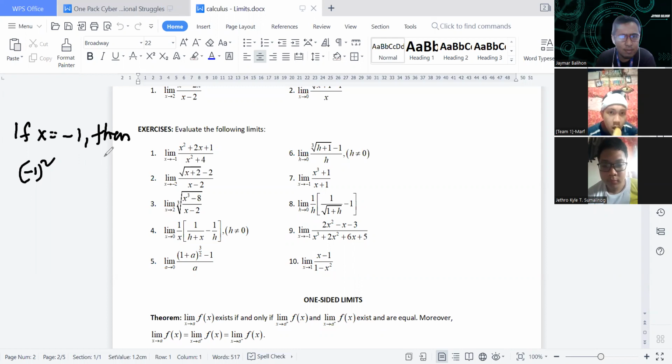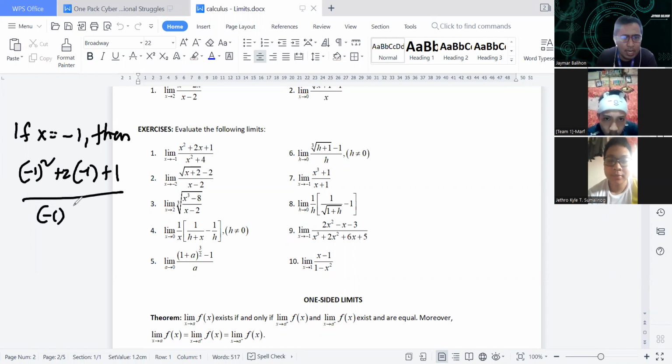Okay? So it will be plus 2 times the negative of 1 plus 1 all over negative 1 squared plus 4. Right? That is coming from your function. And after that, if you will simplify it, what is the answer here, Jetro? Negative 1 squared, positive 1. Very good. Negative 1 squared is equal to positive 1. Very good.